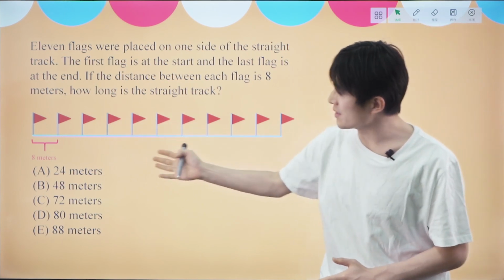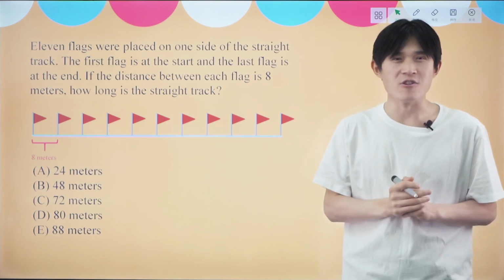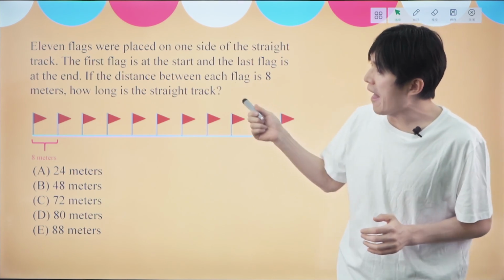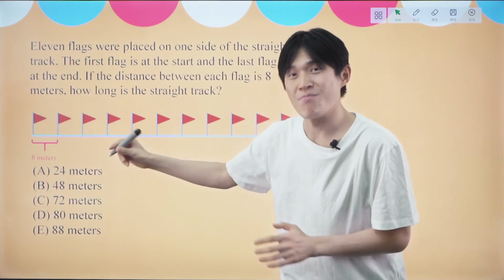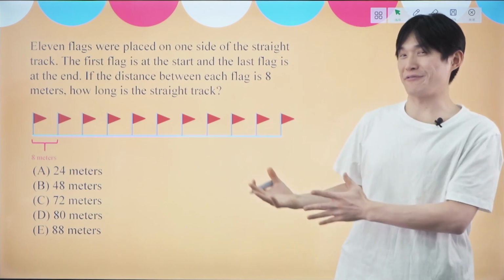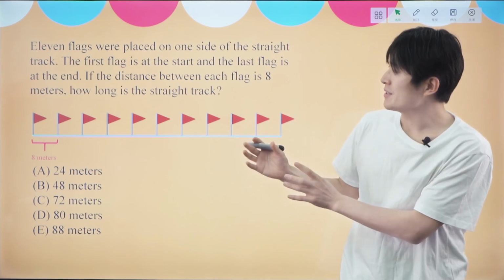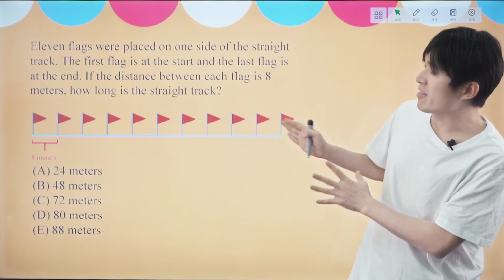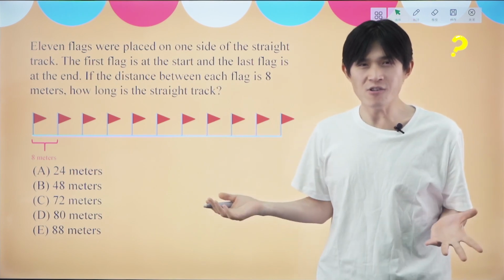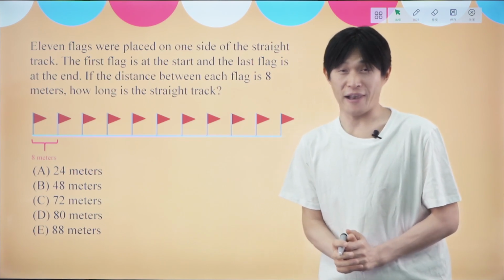So how long is a straight track? And this is a problem about intervals. So you need to remember that. So the flags, because at the start there's a flag. At the end, there is also a flag. So the number of flags is one more than the number of the intervals. So what is the interval? The interval is the distance between two flags.